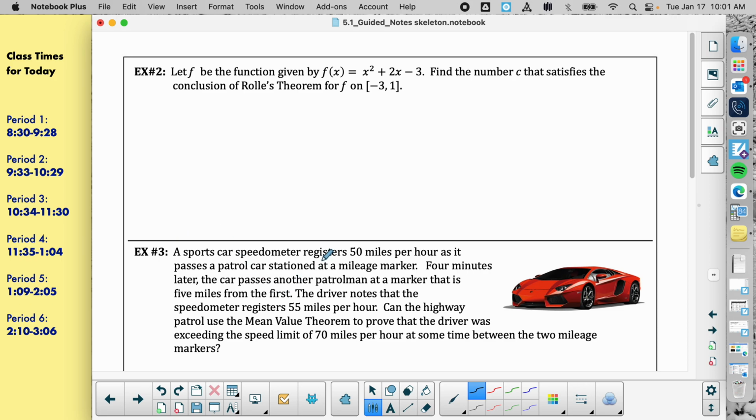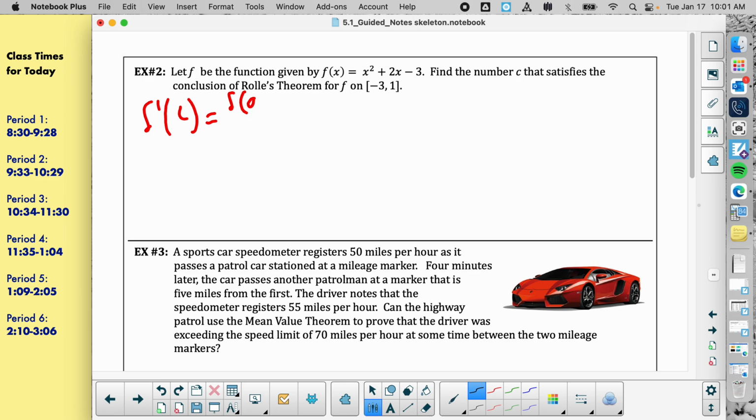So example 2. Let f be that function. Find the number c that satisfies the conclusion of Rolle's theorem for f on negative 3 to 1. Did you find the derivative first? It's up to you. Do you want me to have you write down the formula to start with? So f prime of c, I think I remember. Okay?